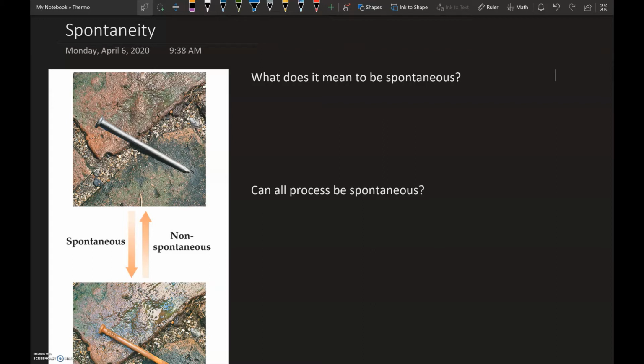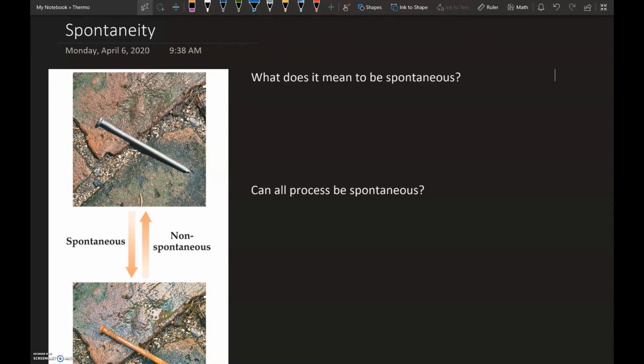rust forms on its own, spontaneously. Now, if we ask the question, could we reverse this process, could we turn the rust back into the original nail? The answer is no, we can't do that. So, can all processes be spontaneous? The answer to that question is no. The reason is that the rust cannot be converted back into the original form of the nail. You can sand the rust off, and that would make it look like it originally was, but it's not the same, because it's not the same mass. You've lost mass in this particular case.